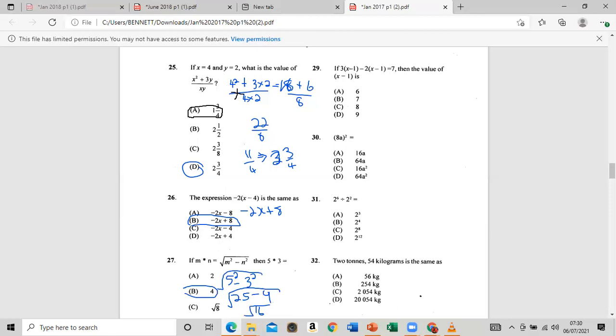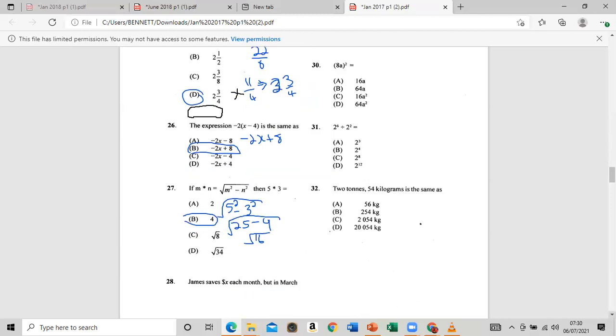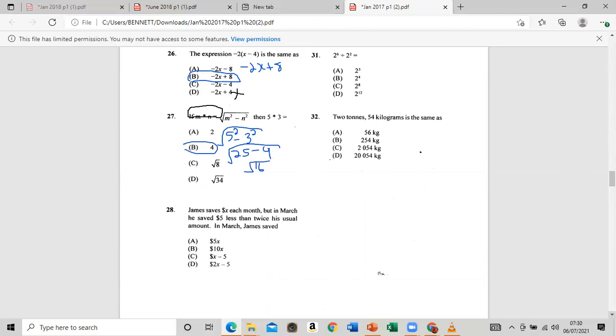so on to 28, we're halfway there, 28. James saved X dollars each month, but in March he saved $5 less, right? So we know 'less' means minus, and 'than twice' means twice, right? So this gives us D.